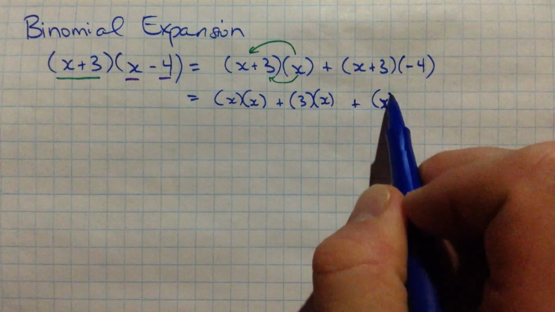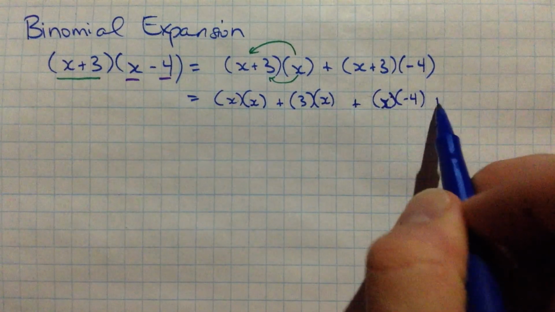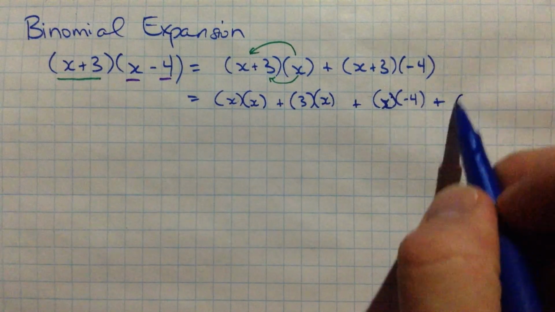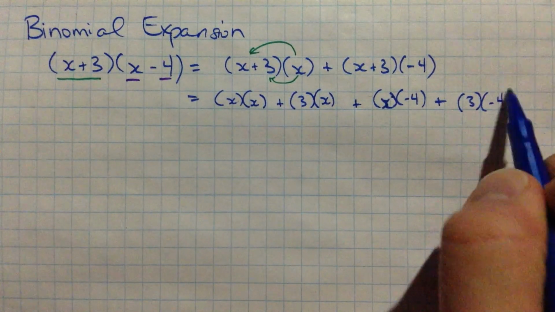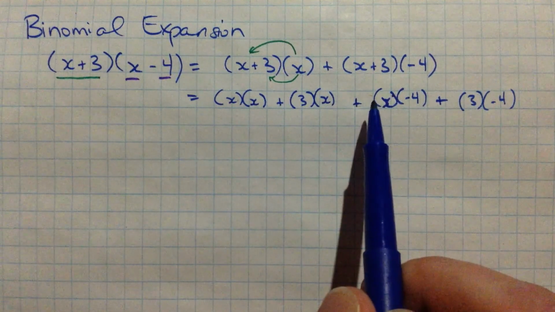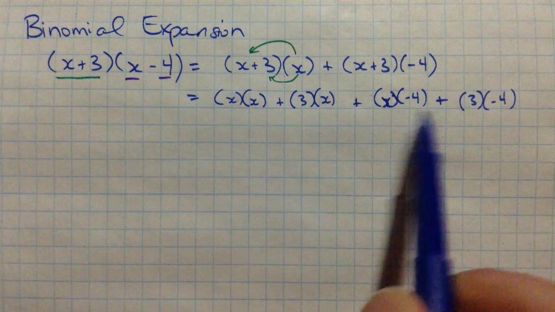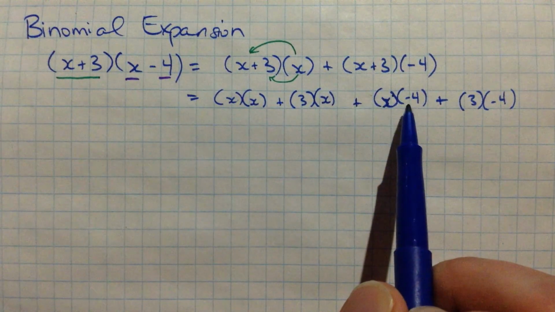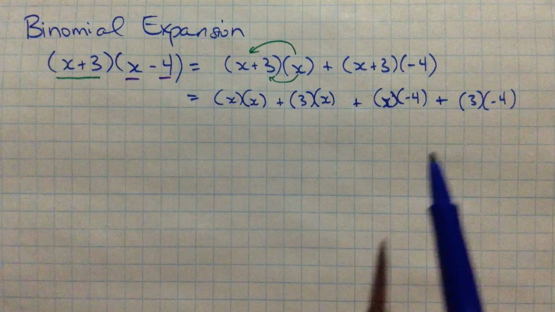I'll write the x first, x times negative 4. And then I'm going to multiply here 3 times negative 4. This is why I didn't really want the minus sign out here, because I would have had to be really careful about my minus signs on the outside. Now that I've left them with the minus 4, it's a lot easier to keep track of them.